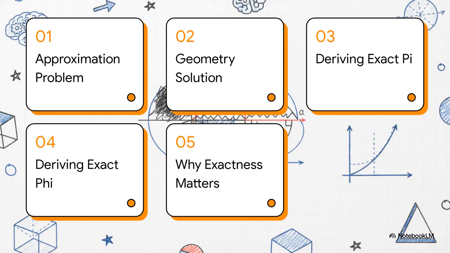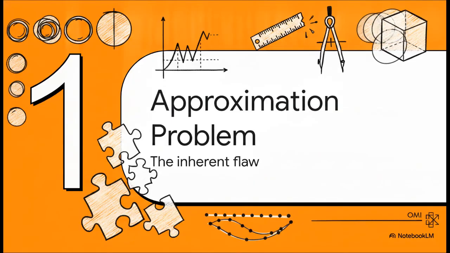So, here's our roadmap for today's explainer. First, the approximation problem. Second, geometry over magic constants. Then deriving exact pi, followed by exact phi. And finally, why exactness actually matters. Section 1. The approximation problem.